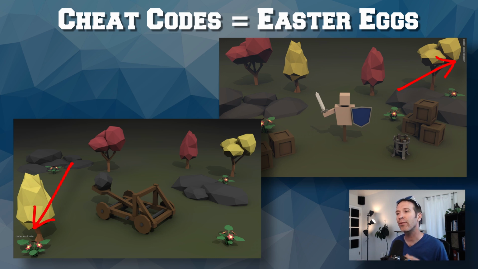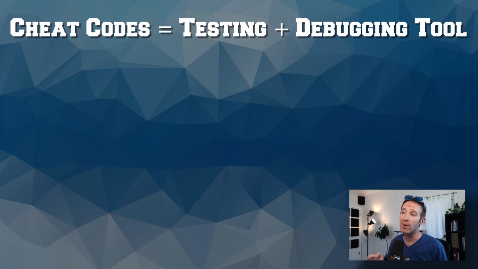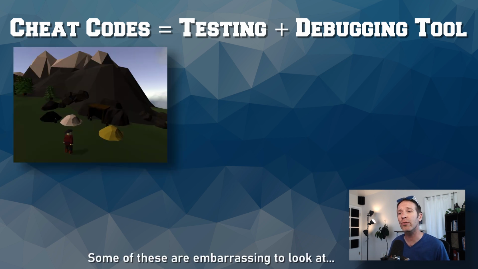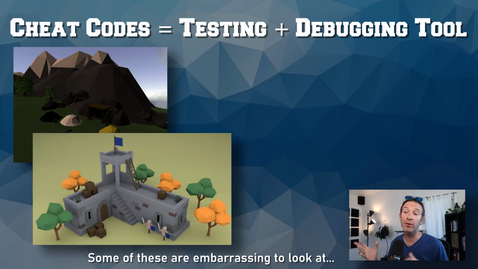But that wasn't the reason I first put cheat codes into my game. The idea came as a suggestion of a Twitch viewer as a way to help with testing and debugging. In my game, like so many others, you had to collect resources, and those resources were then used to create things like buildings or catapults.